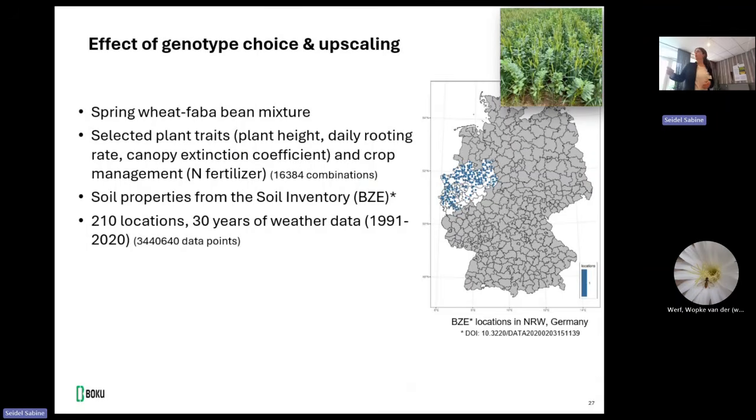As I said before, we have played around a bit with which trait could be interesting, and which crop parameter can also be related to a trait that we really can measure, which is a bit tricky. We identified three traits of interest. First of all, the plant height, where our expectation was already that the effect is not very strong, because this is what we saw in the experiment. Then the daily rooting rate, which determines the maximum rooting depth. And the canopy extinction factor that has to do with the light interception.